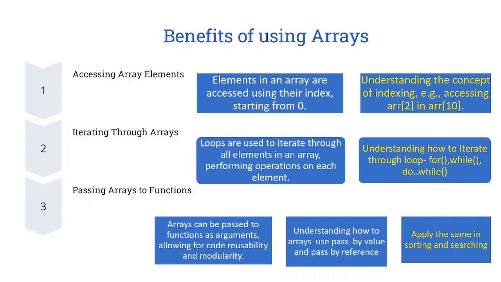So when you study this array, you can access array elements by using an index, just like this. Here, the total size of the array is 10. In the array of 10, you can access the second position, array of 2. Then iterating through arrays. You can use different types of looping concepts like for, while, do while, and you can iterate through arrays. Next, passing arrays to functions. Arrays can be passed to functions, allowing code reusability and modularity.